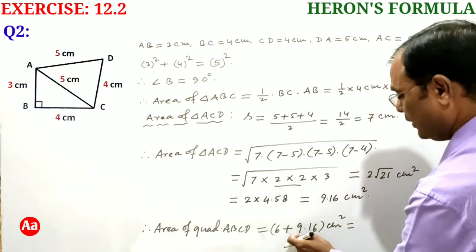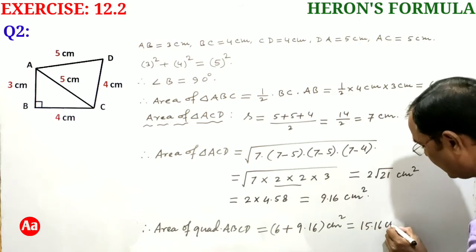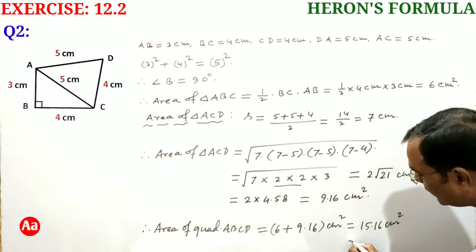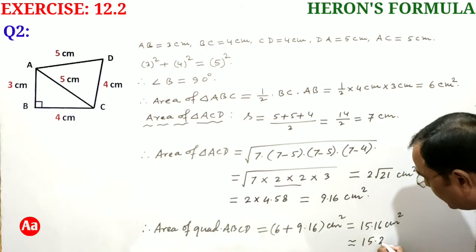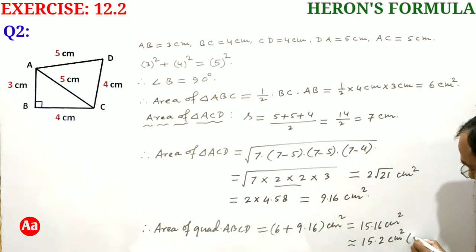This is equal to 9 plus 6, 15.16 centimeter square. Further, if we round it up to one place of decimal, it is 15.2 centimeter square, and this is an approximate value, so let's write approx. So area of quadrilateral ABCD we have found 15.2 centimeter square approx, and this is the answer.